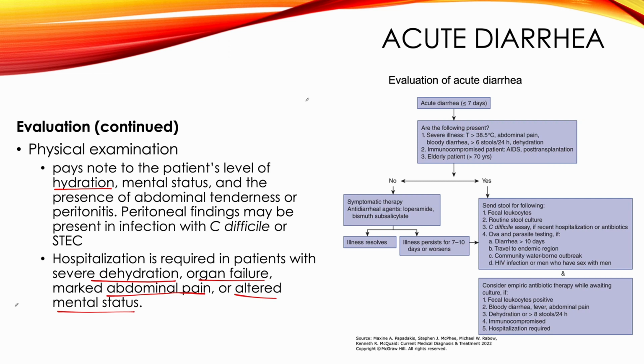This is from your textbook, Current, and it's a quick look at an evaluation of diarrhea. So if a diarrhea presents and is less than 7 days old, you're looking for these signs, what we looked at in the last slide, the severe illness indicators. And if they have those severe illness indicators, you're going to order all of this right here, looking for things. They probably need to be admitted to the hospital, potentially. And then you also have to consider empiric antibiotic therapy while you're waiting for a culture, especially if you have these things that are positive.